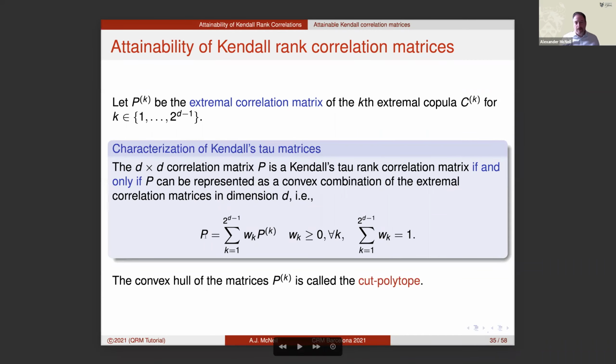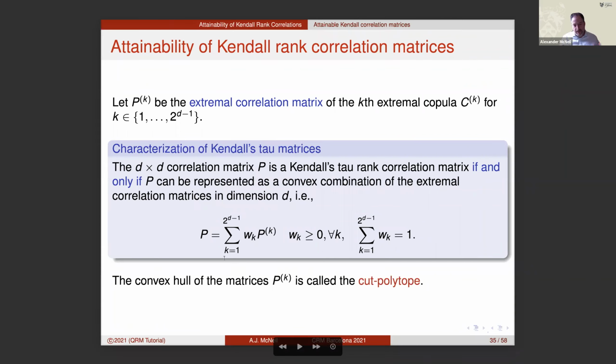As long as we can take a correlation matrix and we can write it in this form, then it can be a Kendall rank correlation matrix. Remember, not every correlation matrix, that is not every symmetric positive definite matrix with elements in [-1, 1], can be a Kendall correlation matrix. But if it can be written in this form, then it is. Any matrix which can be written in this form, we can find a distribution that will have that Kendall rank correlation matrix. And this describes a set of matrices, and that set is called the cut polytope.